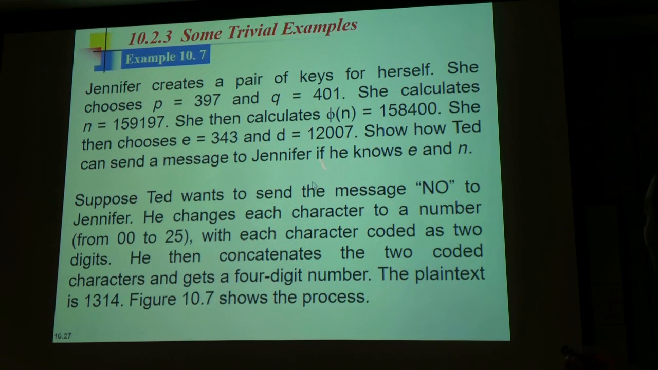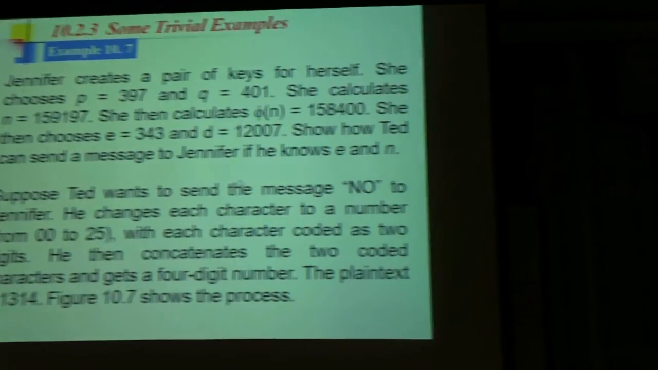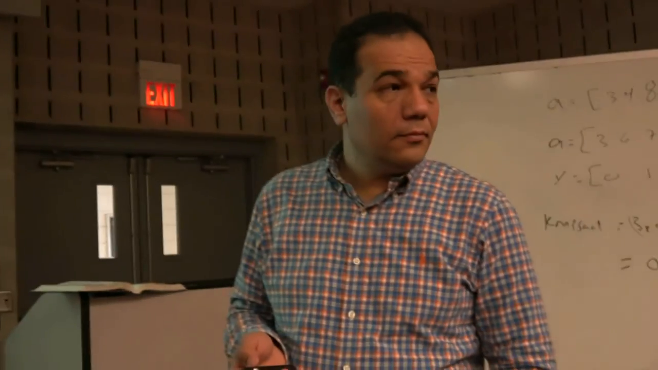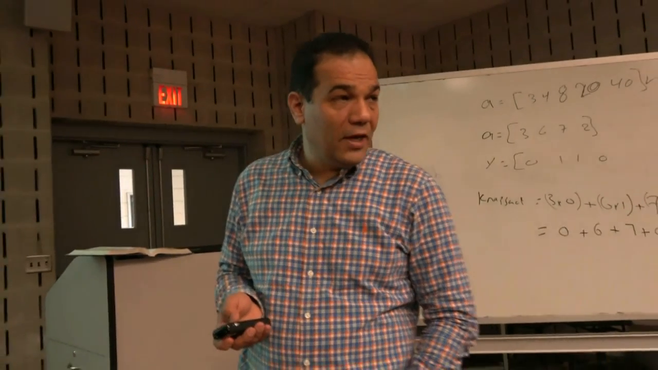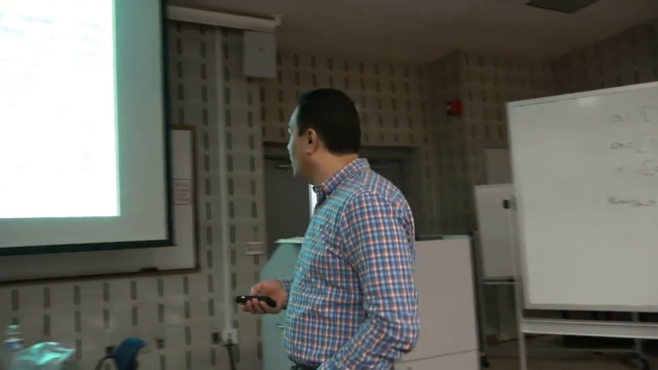So E and D. Show how Ted can send a message to Jennifer if he knows E and N. If he knows E and N. What's E? The public key. And N is the other part of the public key.